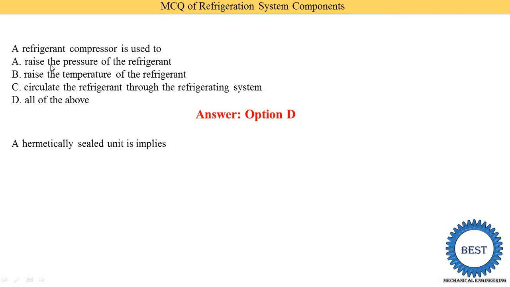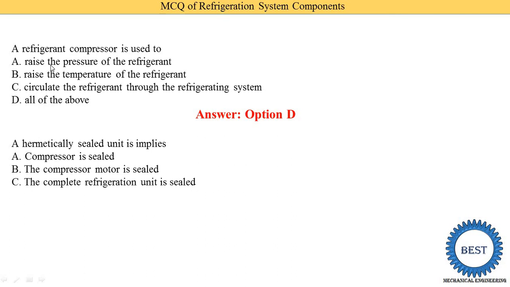A hermetically sealed unit consists of option A, compressor is sealed, the compressor motor is sealed, complete refrigeration unit is sealed, and compressor and motor are sealed. So option D is the correct answer. Compressor and motor are sealed. In hermetically sealed units, compressor and motor are packed in one unit, and it is known as hermetically sealed. The compressor may be rotary or reciprocating type depending on the manufacturer or the requirement of the customers.